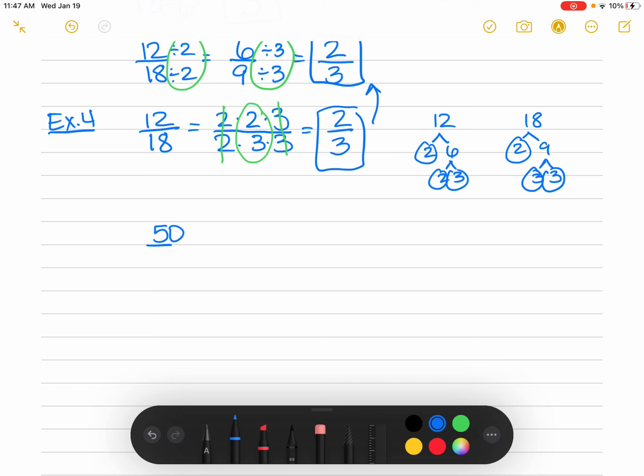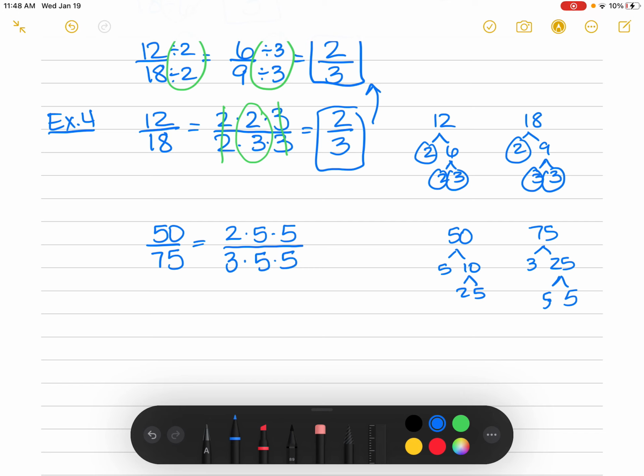So if I had like 50/75, if I did my factor trees, I would get 2 times 5 times 5 on this one. Okay, so if I went over here and did 5 times 10 and 2 times 5, see how I get 2 times 5 times 5? And then for 75, I would have 3 times 25, and that's 5 times 5. So this one is 3 times 5 times 5.